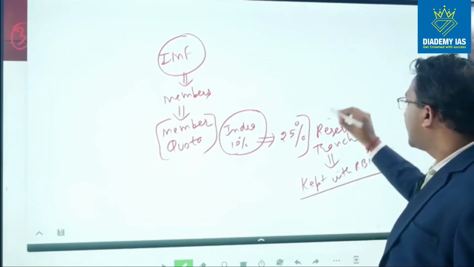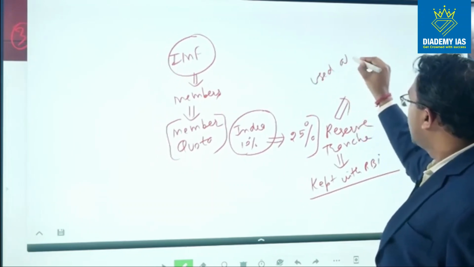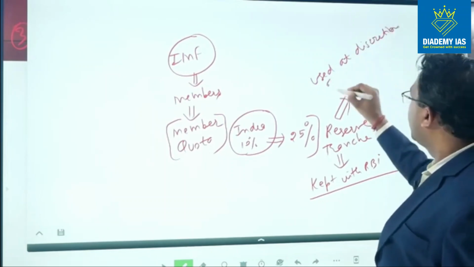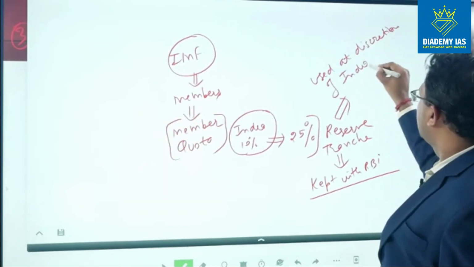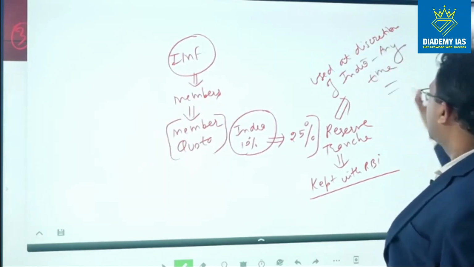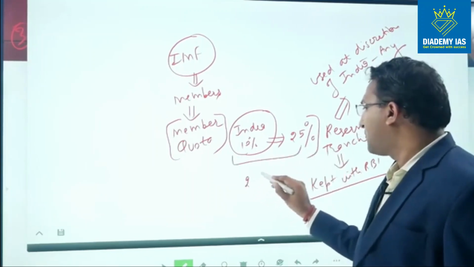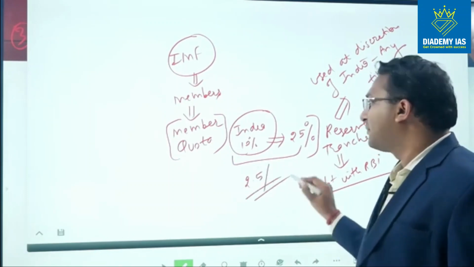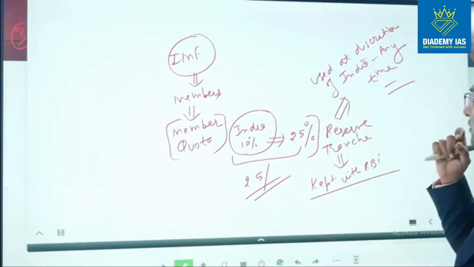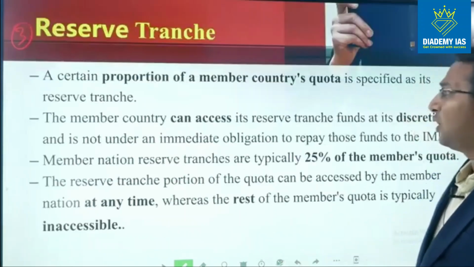And this can be used at the discretion of India anytime. Right? So 25% of 10% means 2.5% of the total IMF quota. This can be used by India at any point of time for any purpose at its own discretion. Right? Now let us see.